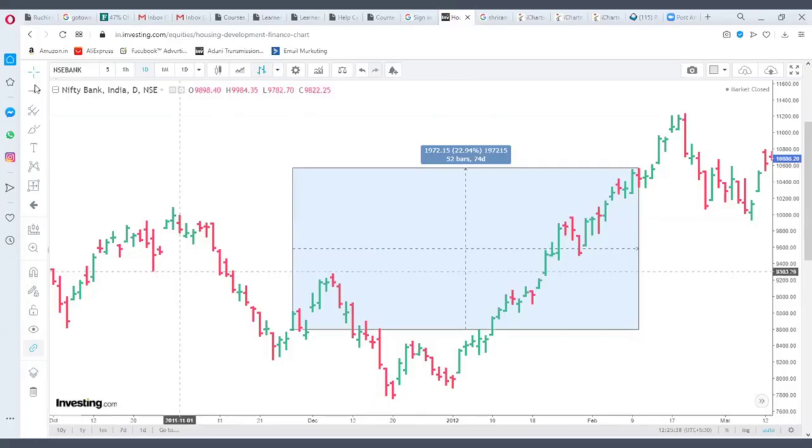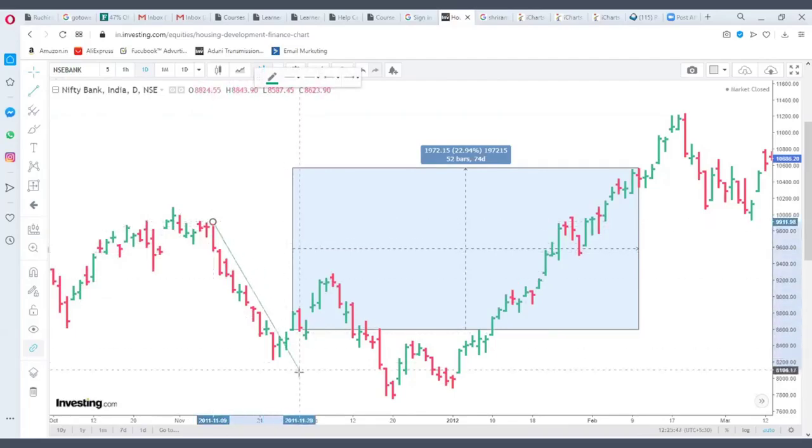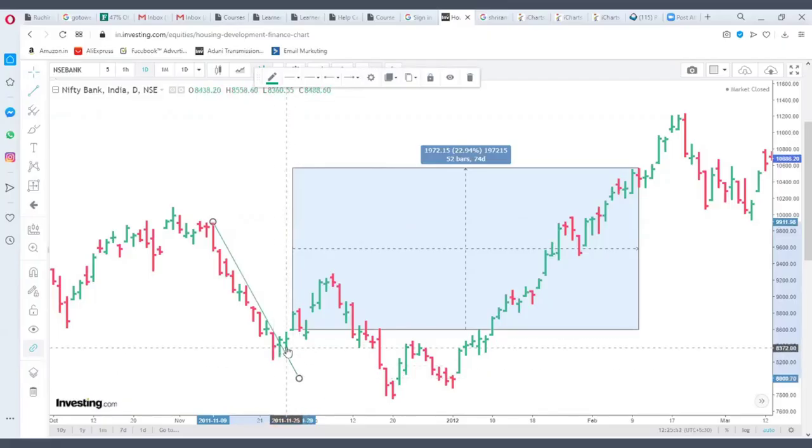Second way could have been, these prices were falling. I could have made a trend line here. Once this trend line was crossed, I could have gone long a bit much earlier. My stop loss would have also been a bit lesser. This could have happened.